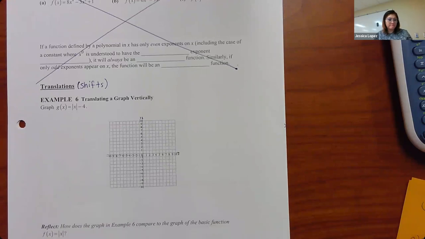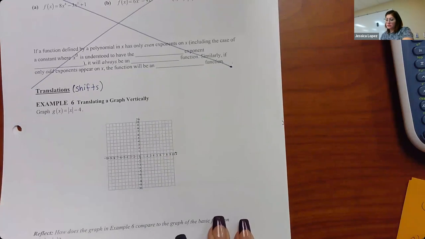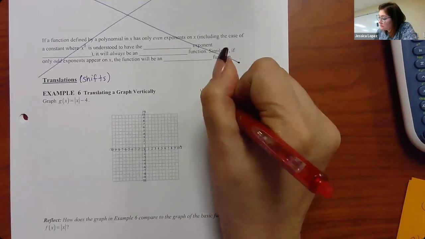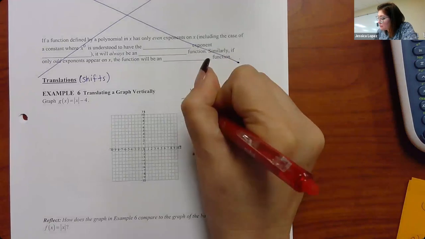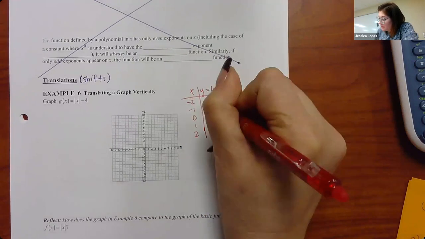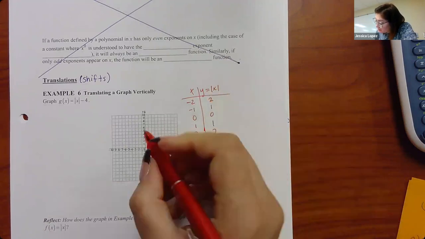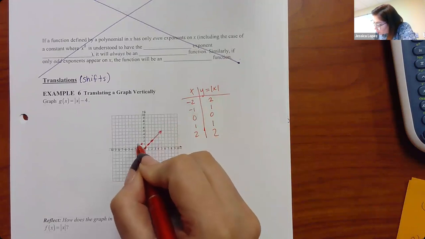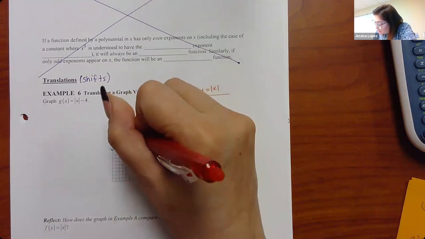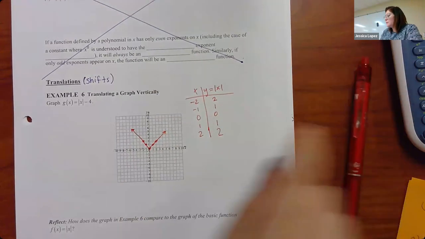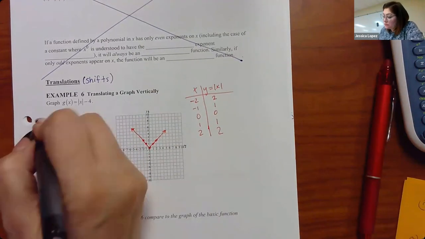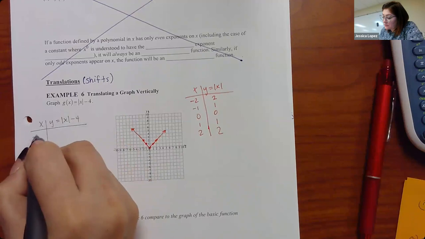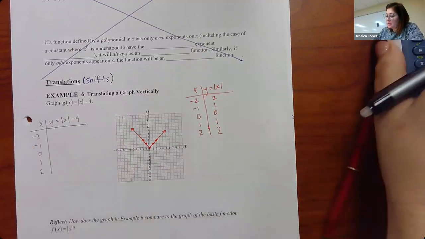I don't even think I have time to do it. I might. Let's just do this one. So if I take the original, negative 2, negative 1, 0, 1, and 2, I get positive 2, positive 1, 0, 1, and 2. It's the same graph as before. So this is the original absolute value of x graph. Okay. But now we want to graph this one. So we're going to use the same x values. Okay. But we're going to see what we get.